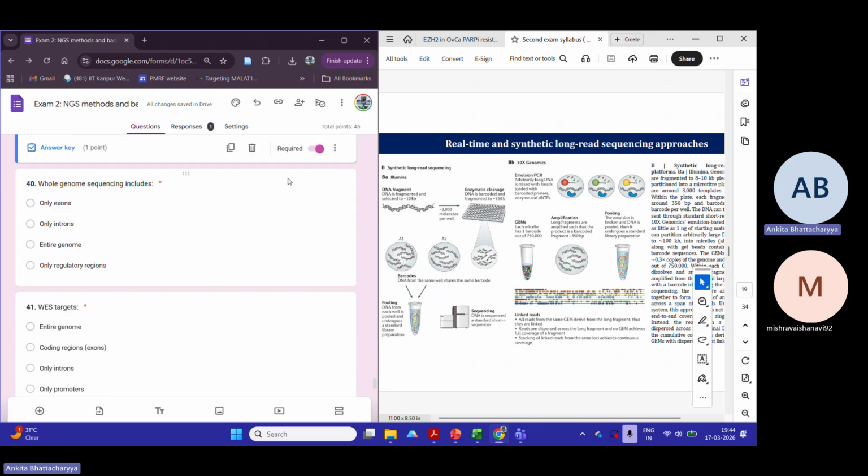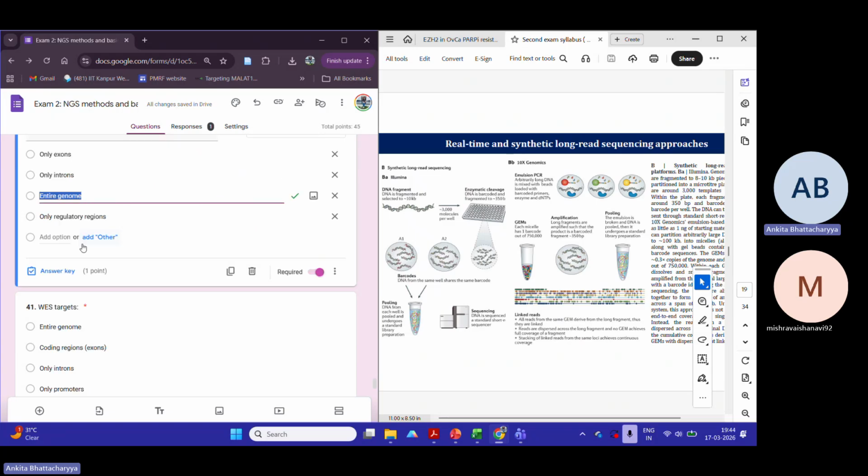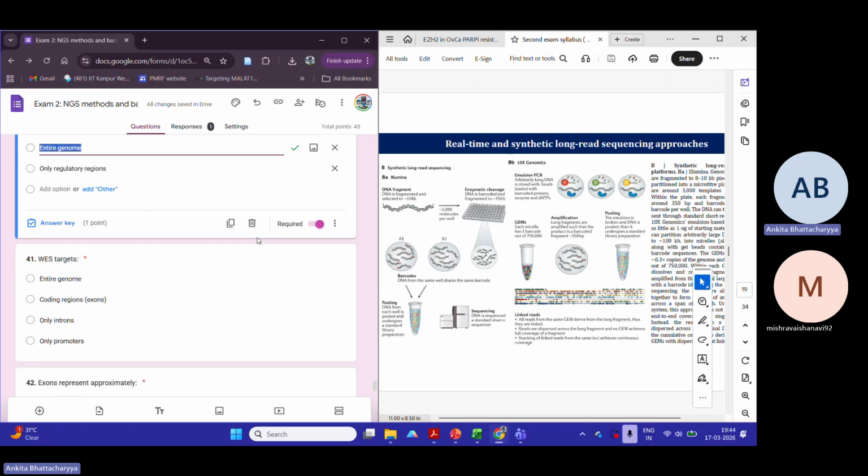And whole genome sequencing includes only exons, introns, entire genome, or only regulatory regions. Of course, it includes the entire genome. So this is the correct option. Then WES, or whole exome sequencing, targets the entire genome, coding regions, only introns or only promoters. So WES is meant to target only the coding regions of the genome, or the exomes.